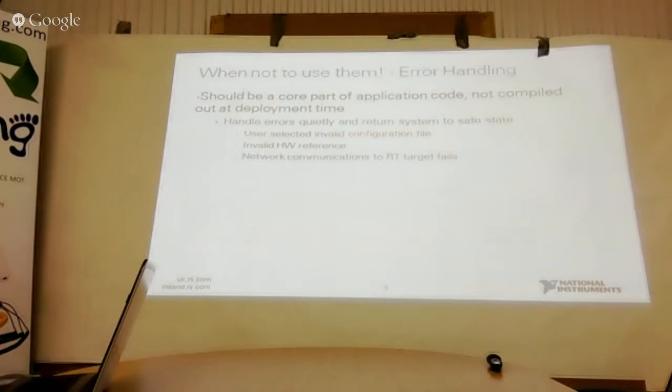Possibly more importantly, when not to use them is basically error handling. So if the user selects an invalid configuration file or tries to select an invalid hardware reference, the user has done something wrong, which potentially you could put some kind of safeguard or some code in the application to stop that happening, but essentially the user has done something wrong rather than there being a bug in your code. So that should be handled by general error handling, which should be in any good, well-written application anyway.